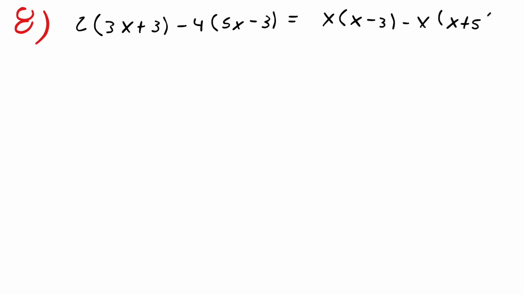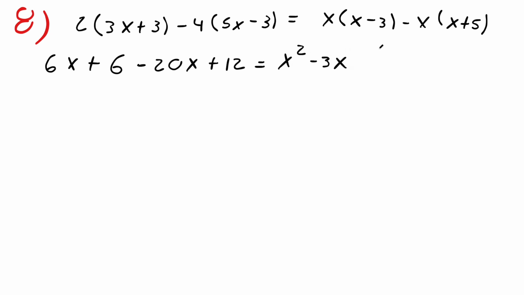What shall we do here? Since there aren't any sets of parentheses, we may as well just apply the distributive property. 2 times 3x would be 6x, plus 2 times 3 would be 6, minus 4 times 5x would be minus 20x, minus 4 times minus 3 would be plus 12. That is equal to x times x, x to the power of 2. X times minus 3 would be minus 3x. Minus x times x would be minus x to the power of 2. And lastly, minus x times 5, minus 5x.